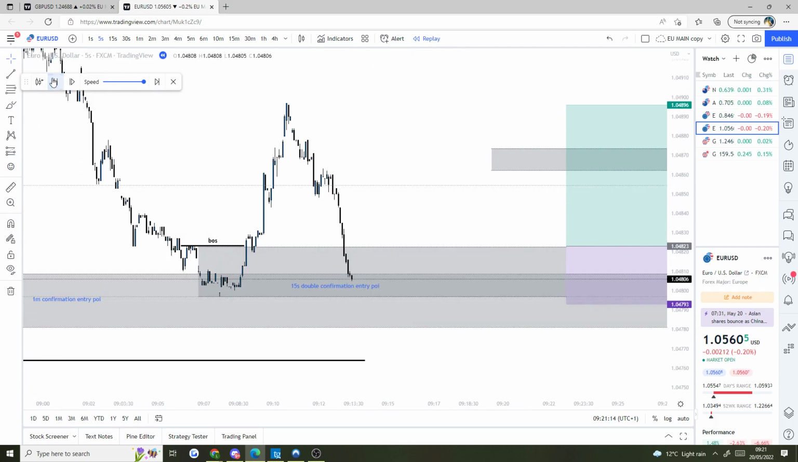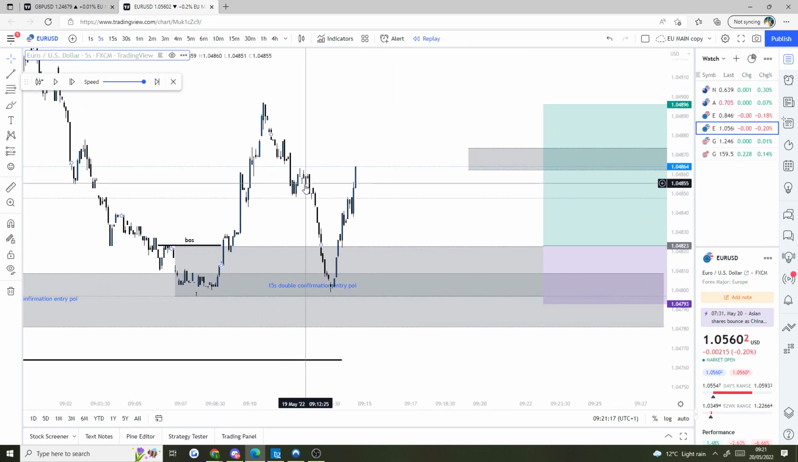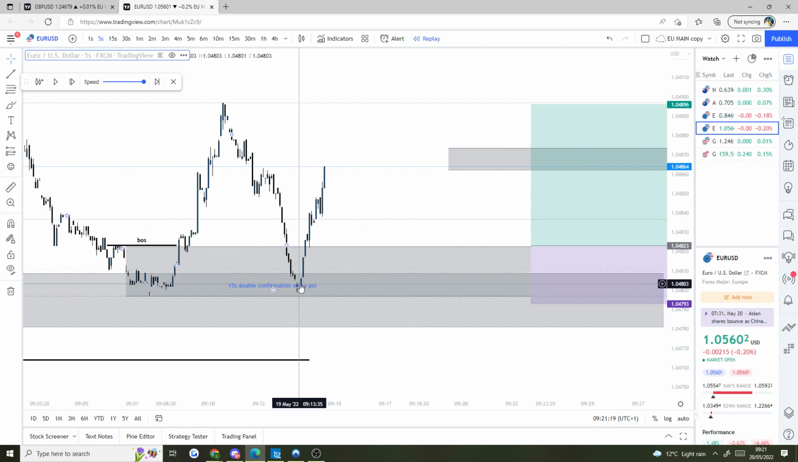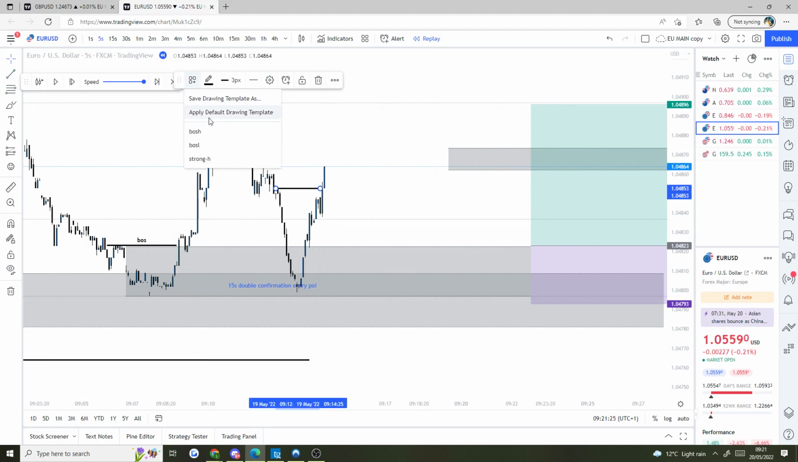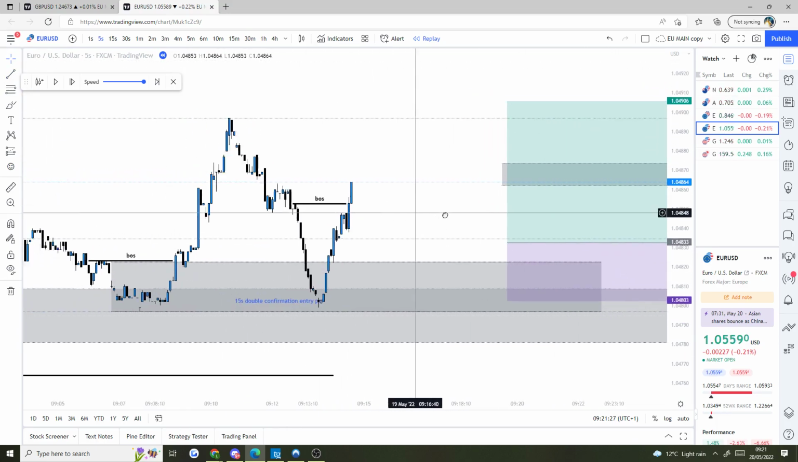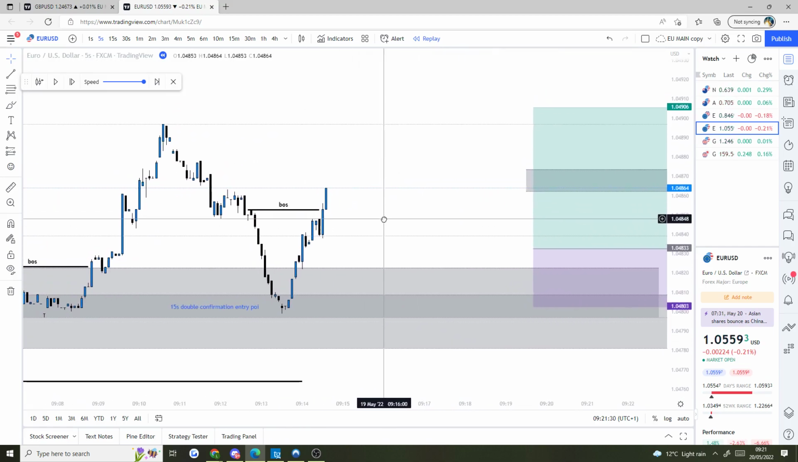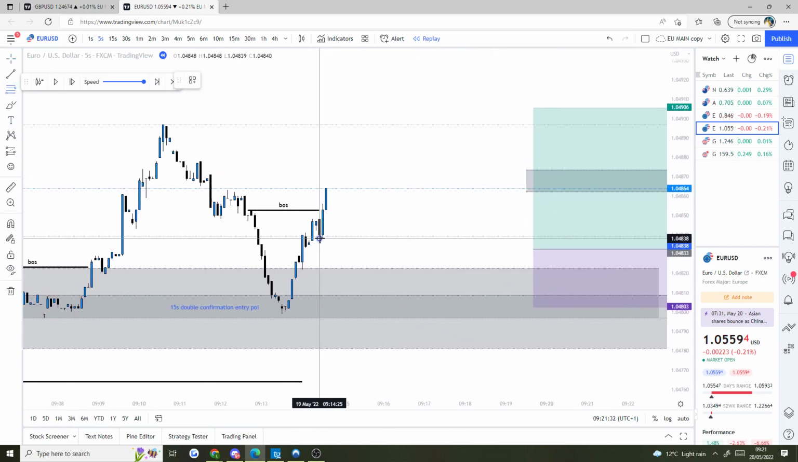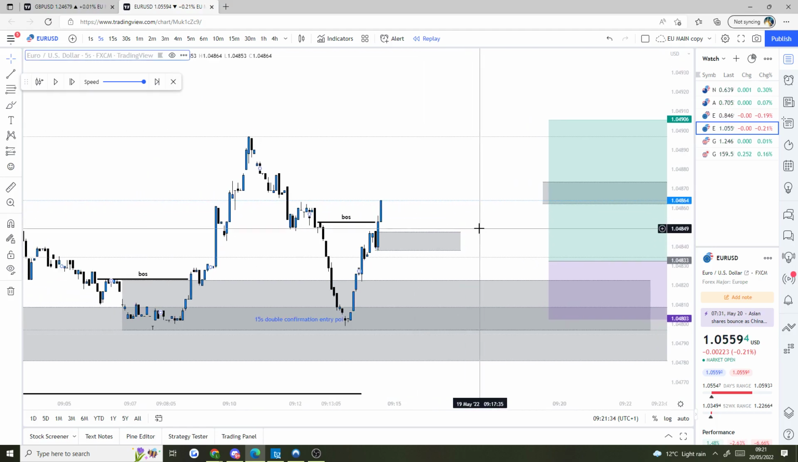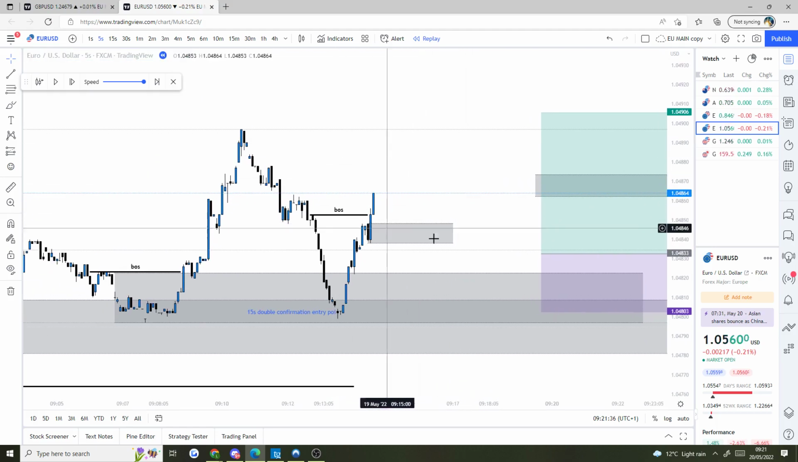So I watched it, and what we can see is after it's tapped into here, it's caused this clear push up, and what we've got there is a 5 second break of structure. That 5 second break of structure originated from here. So at this point, I was looking to essentially enter into a buy.